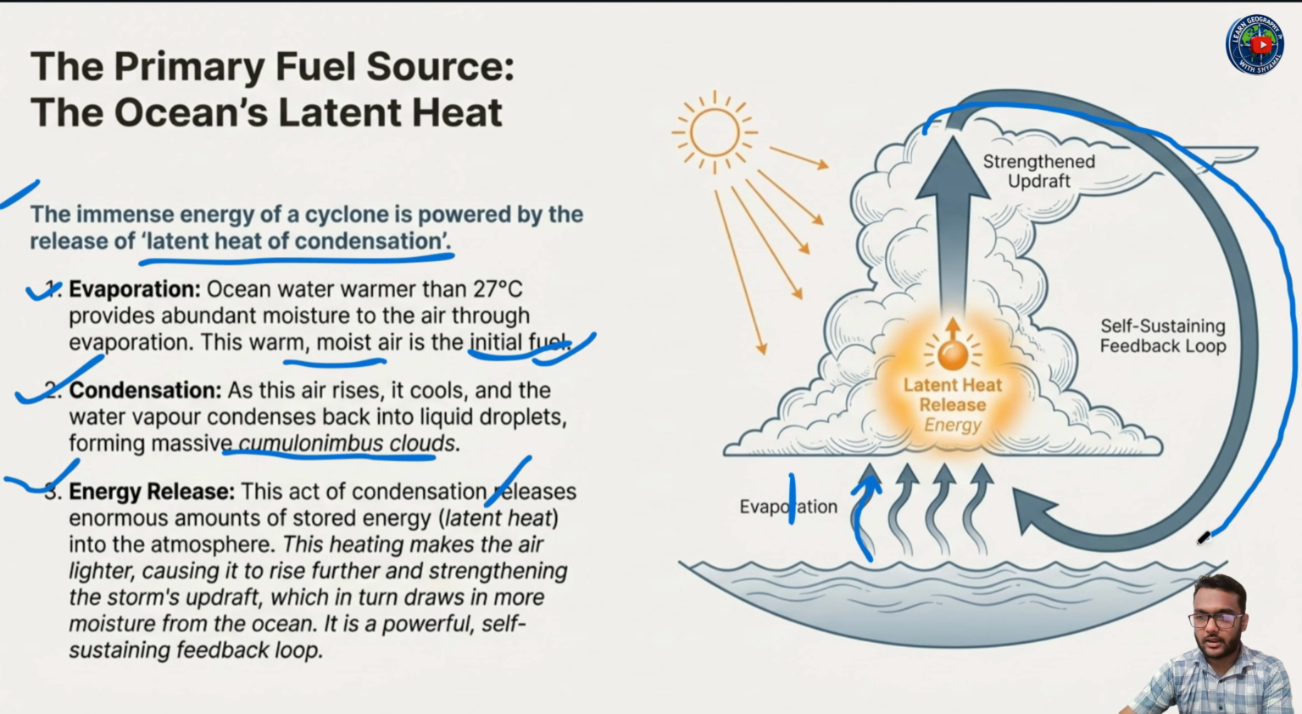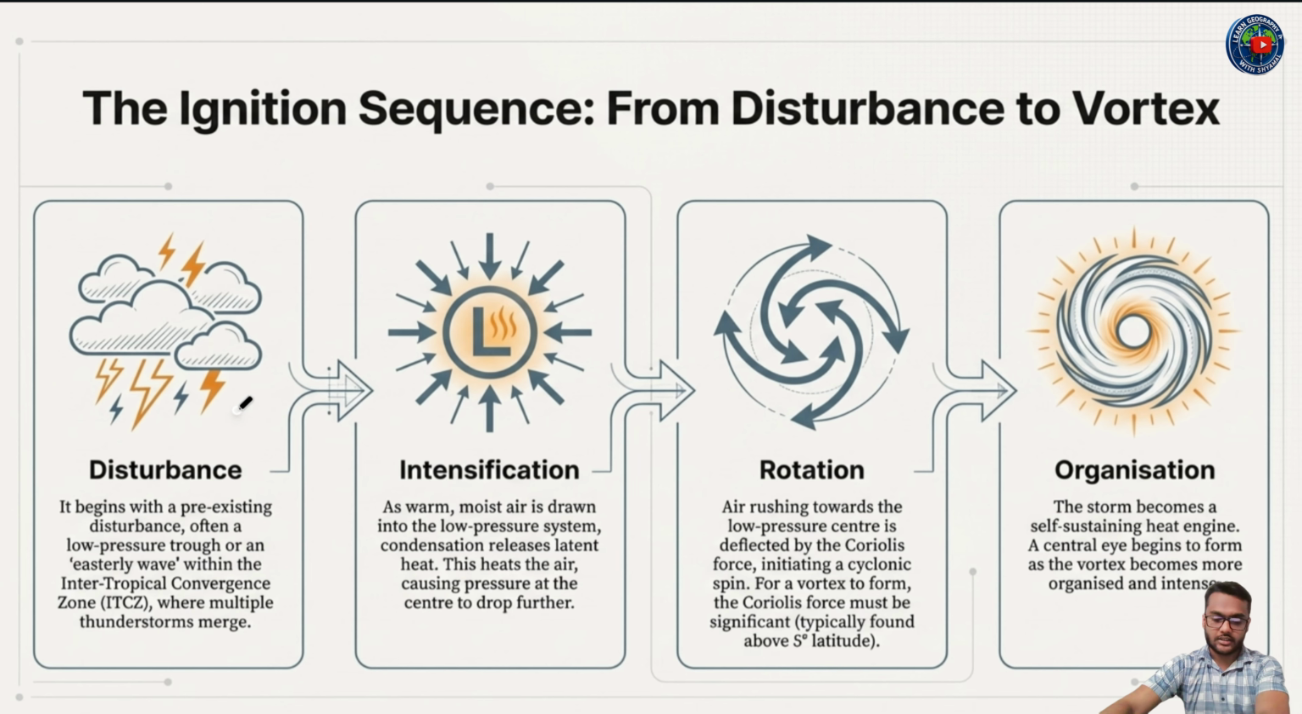This happens again and again. It's a continuous cycle, with latent heat releasing energy and strengthening the updraft. Now the cumulonimbus clouds are formed due to the process of condensation. These are the three basic processes: evaporation, condensation, and energy release.